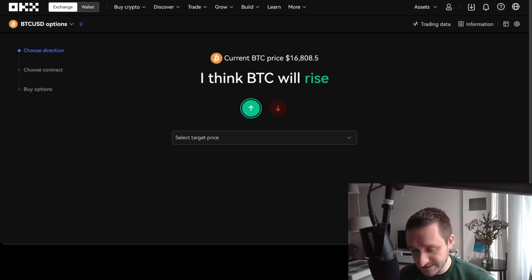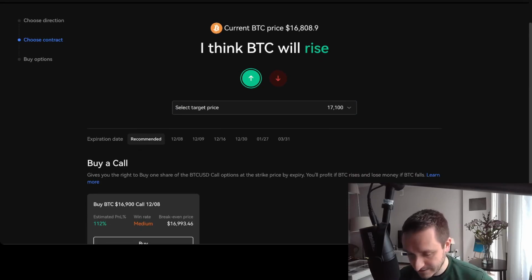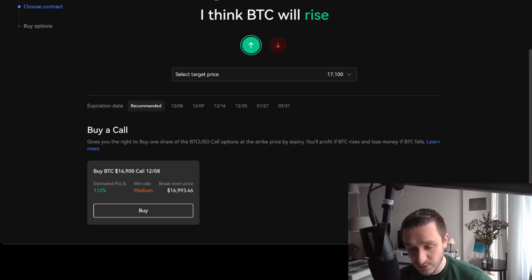So BTC will rise, and I'm selecting the target price. The target price, or the strike price as it's called with options, is the price above which you will make money. So let me choose the lowest one, which is 17,100, and basically they have the expiration date. So each option has an expiration date. You don't have to choose anything here. You can just go with the recommended, or the next day, or a couple of days ahead. Basically, the further ahead you get, the options get more expensive because of the risk involved for the counterparty.